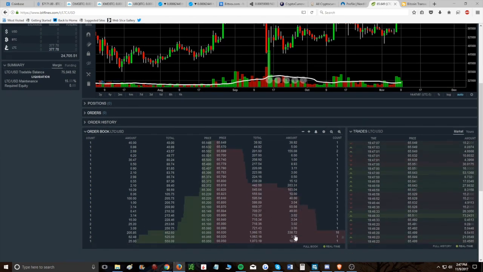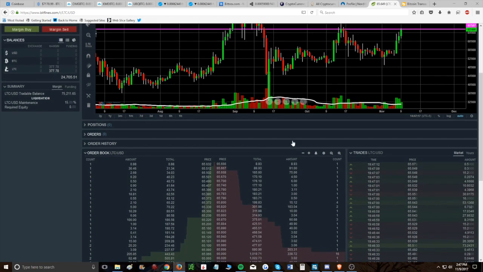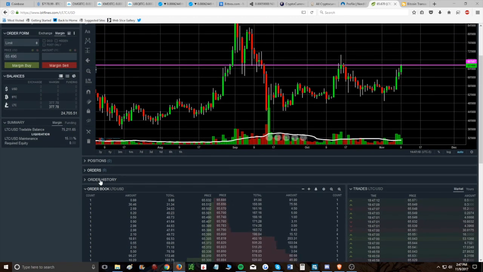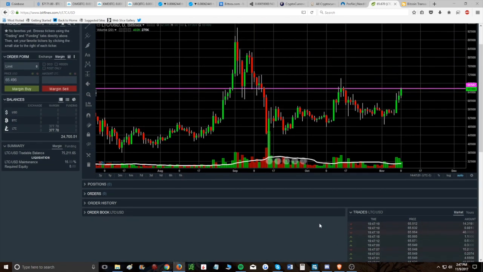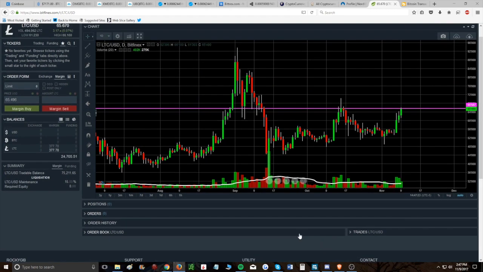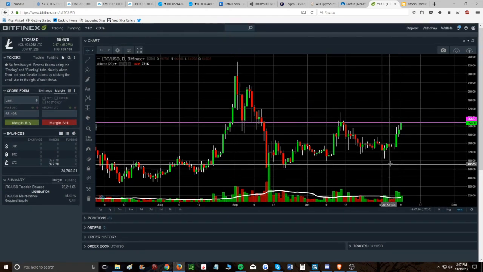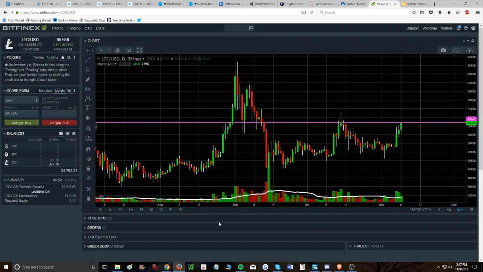And we can see there's some resistance a little bit here at $66. There's about 1,000 Litecoin seller. But again, it's noise. You don't necessarily need to pay attention to that. It is a useful tool to see where the support and resistance is at, but I'm not using it.